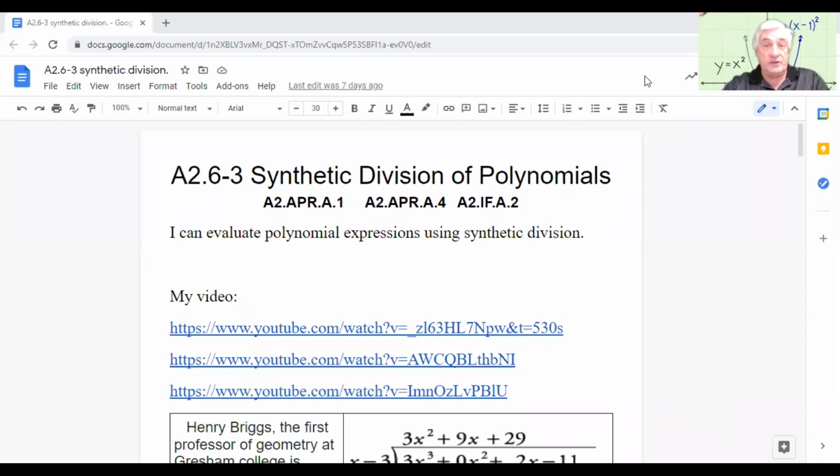Today, I'm going to talk about synthetic division of polynomials. It's A2APR.A.1, A2APR.A.4, and A2IF.A.2. There's also reasons and objectives for synthetic division in both geometry and pre-calculus and in Algebra 1.